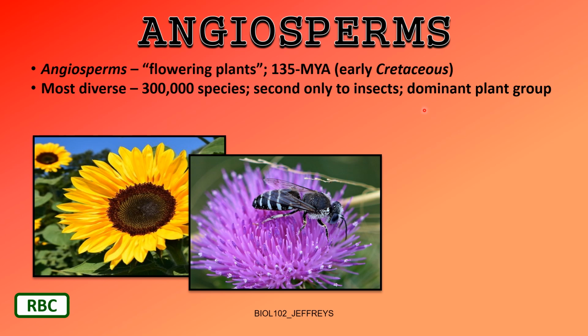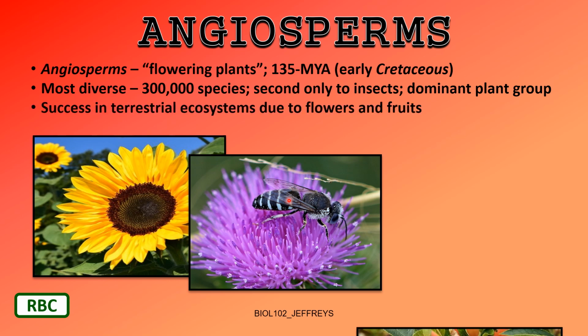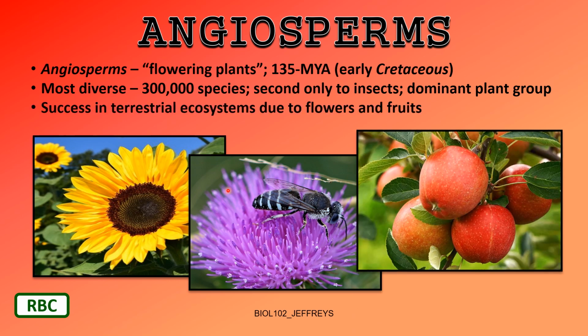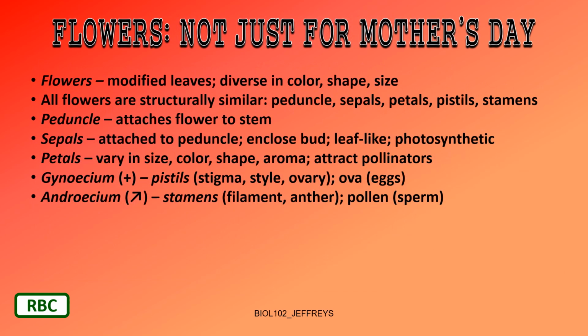And so here you see one species of the most diverse plant group together with one member of the most diverse animal group. Did Jeffries do that on purpose? And success in terrestrial ecosystems is due to flowers and fruit. Here we see apples as our example of fruit.